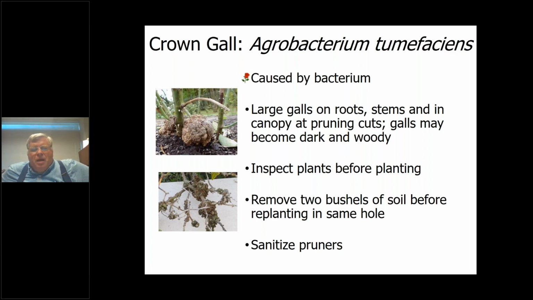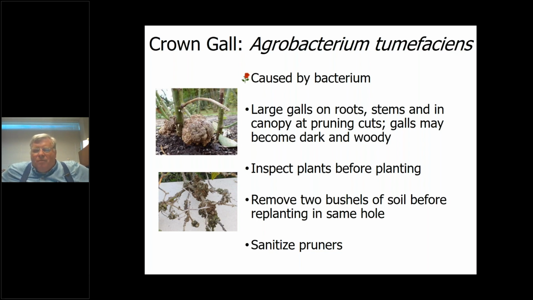Because here's the problem. Agrobacterium tumefaciens is a soil inhabitant. That means once it's in the soil, it will persist there as a saprophyte indefinitely. So if you have a plant that has it, you dig the plant up and you have to remove 2 bushels of soil from that hole before you can replant and put new soil in.